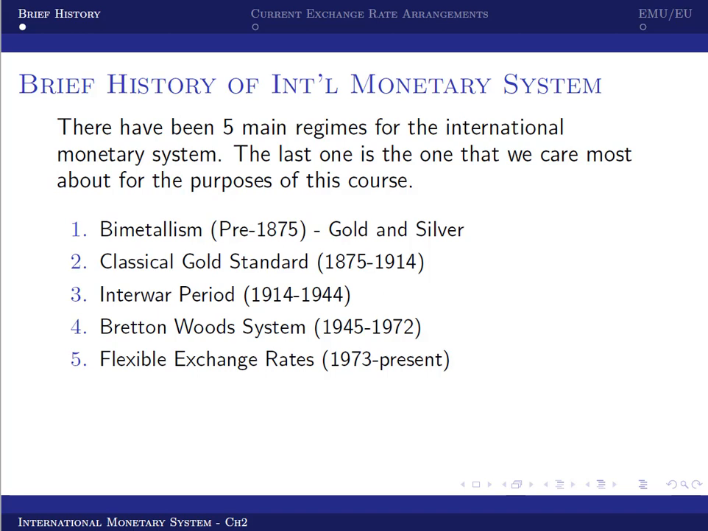The second regime was the classical gold standard. It lasted towards the end of the 19th century up until World War I. And this was where paper money was fully redeemable for gold. There was typically a fixed, stable exchange rate for gold at about $35 an ounce. That was prevalent in the U.S.